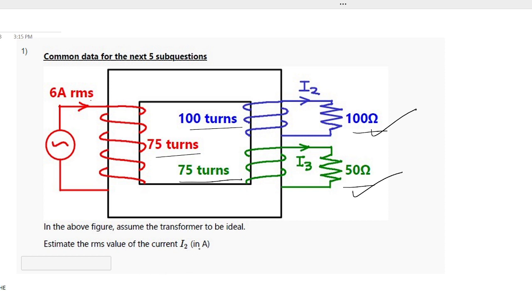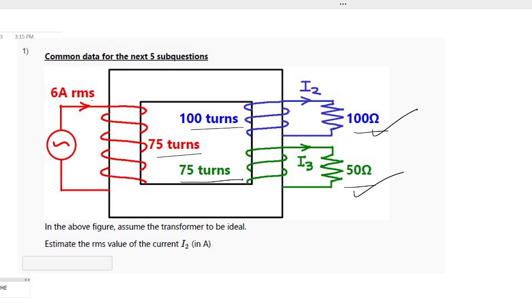Please start attempting. I will give you around 2 minutes before I start to solve. Fine? Is that fine? Yes, sir. Okay. I request everyone to stop me and ask wherever they are stuck.